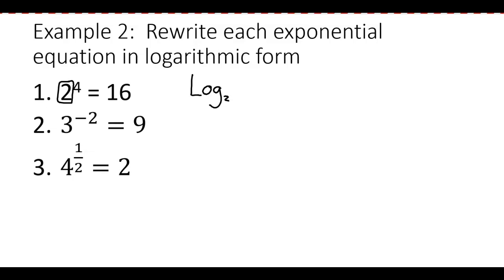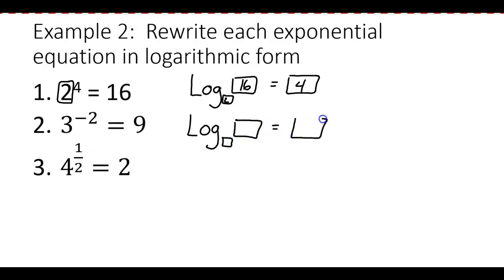Okay. Matter of fact, why don't I stick with my usual box method here? You would fill in these 3 boxes, right? So the base goes in the first box, and these 2 numbers get flipped. So the 16 comes first, and the 4 is the answer. Okay. Let's do the next one here. Log. We're going to have a little number here. We're going to have a number here. And we're going to have a number here.